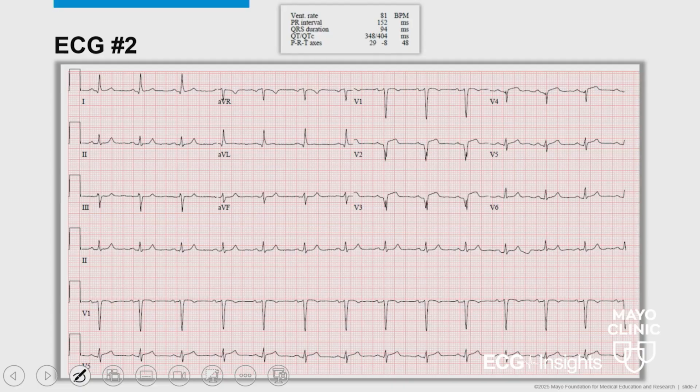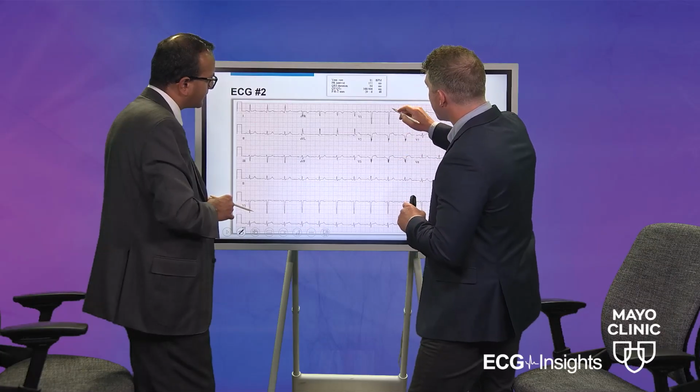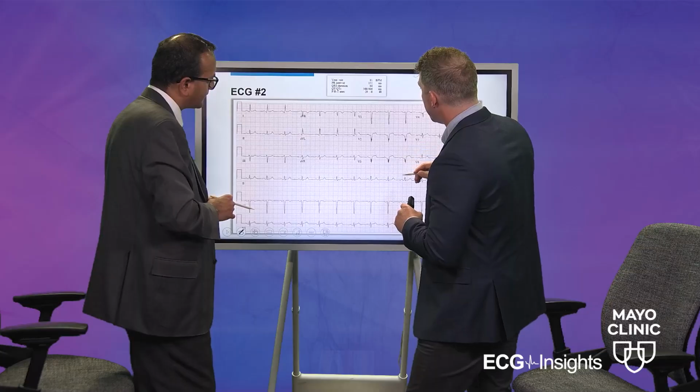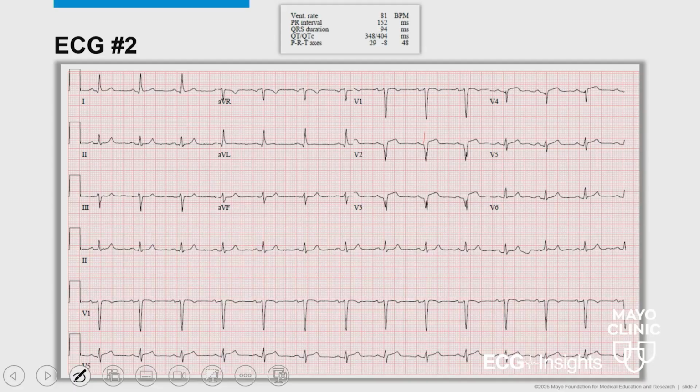But then as you progress into V2 and V3, you get this little notching pattern, this QS morphology in V2 and V3, which is very abnormal in most cases. You want to see that normal R wave progression where your R wave transitions from being small here to getting more positive, transitioning to where you see that normal progression here in V5 and V6. So there's something happening here in V2, V3, V4.